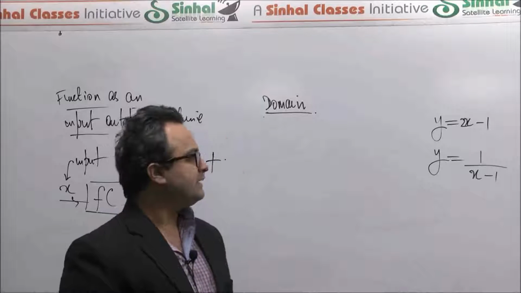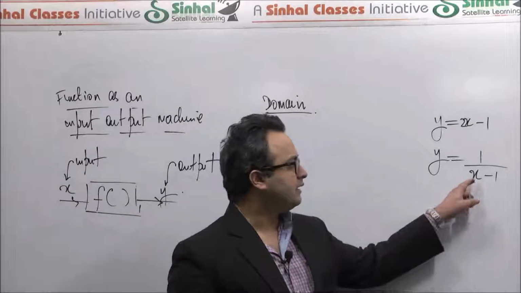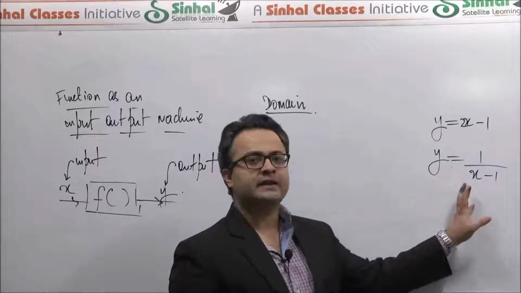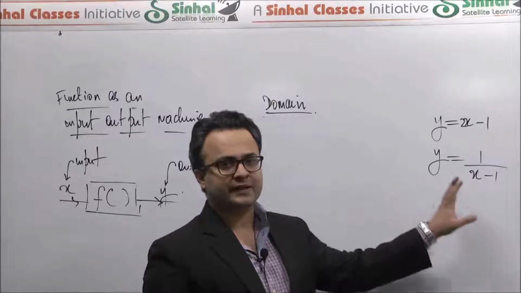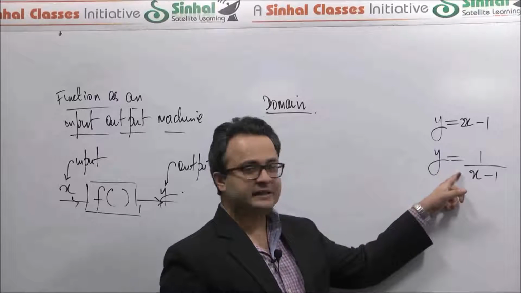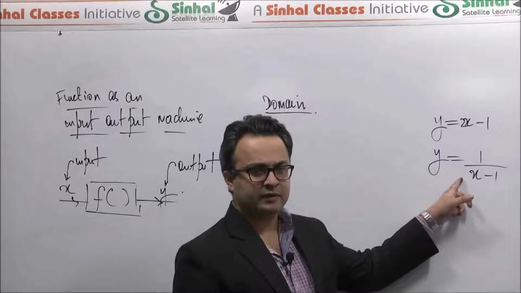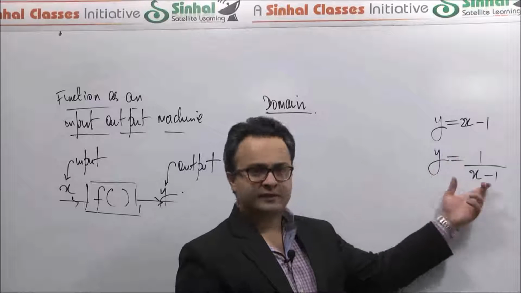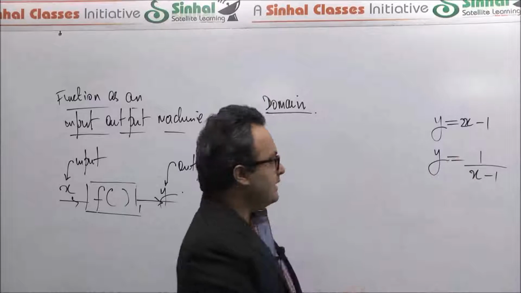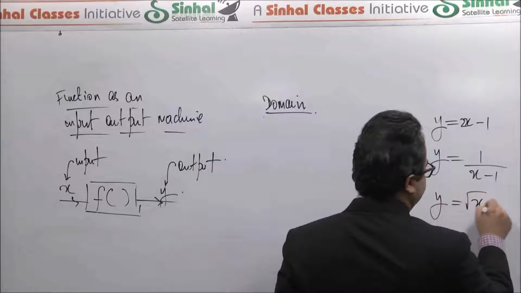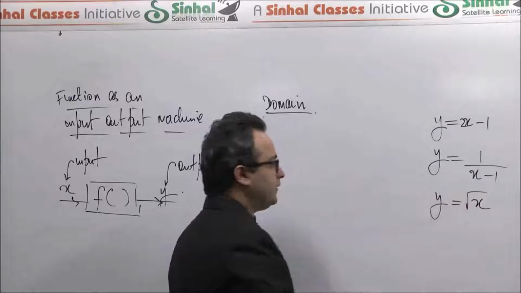So as a result, if you want to talk about real possible values of y, you'll obviously have to ensure that x does not assume the value 1. So for this particular function, there is a restriction that has come up, and that is that the value of x should not be equal to 1, and every other value of x is allowed. And similarly, now let me talk about the square root function.